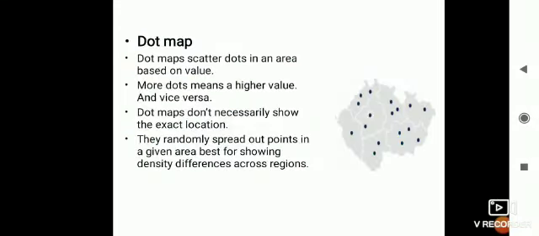And dot map scatters dots in an area based on value. More dots means higher value. Dot maps don't necessarily show the exact location. They randomly spread out points in a given area, best for showing density differences across regions.